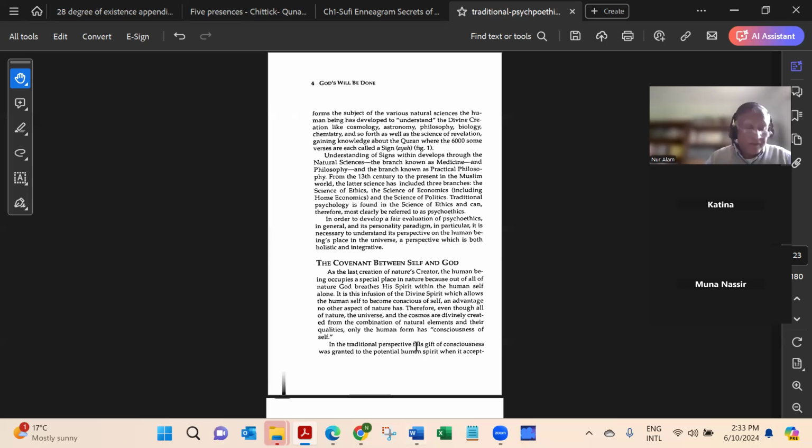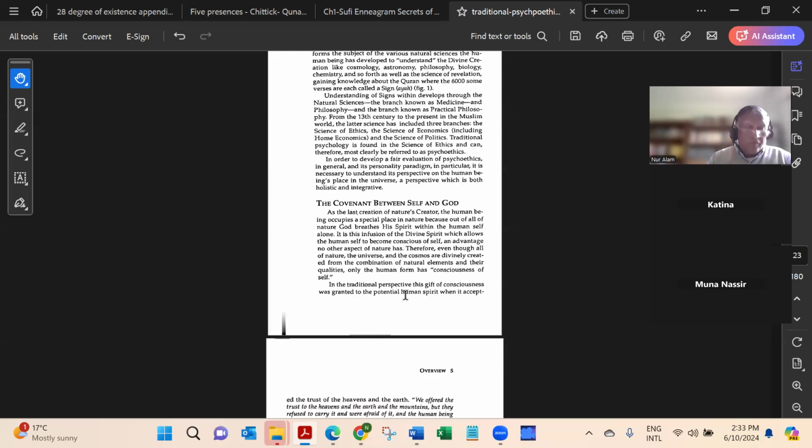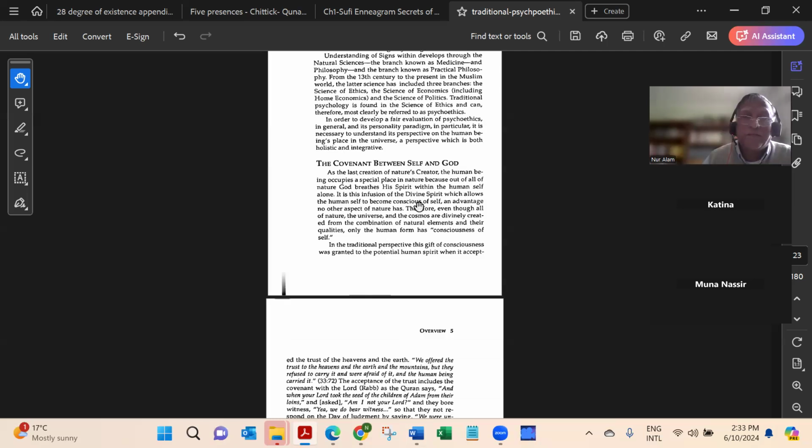Okay, so now we'll go into this covenant between self and God. Katina, do you want to read that part? Because that is the one she is leading us to, since this is an overview of the whole diagram. She's giving us the perspective and how it is connected to the universe. So let's proceed with the covenant, because that's where we started.